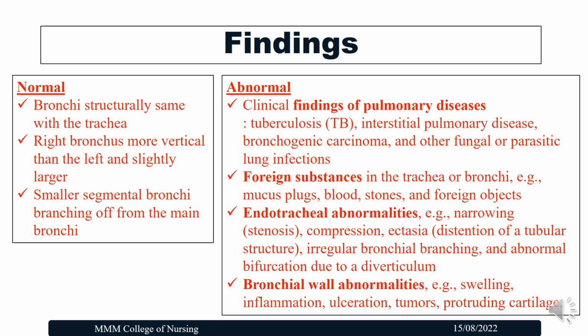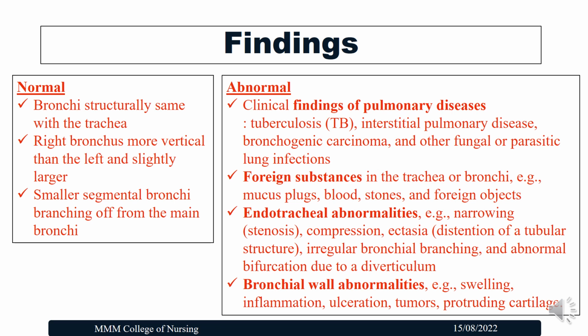What are some of the abnormal findings we can elicit while doing a bronchoscopy, which include the clinical findings of any pulmonary diseases. If the patient has any respiratory disease like tuberculosis, interstitial pulmonary disease, bronchogenic carcinoma, or other fungal or parasitic lung infections, it can be identified with the help of bronchoscopy. Any foreign substance in the trachea or bronchi, for example mucus plugs, blood clots, or foreign objects in the respiratory tract, can also be identified.